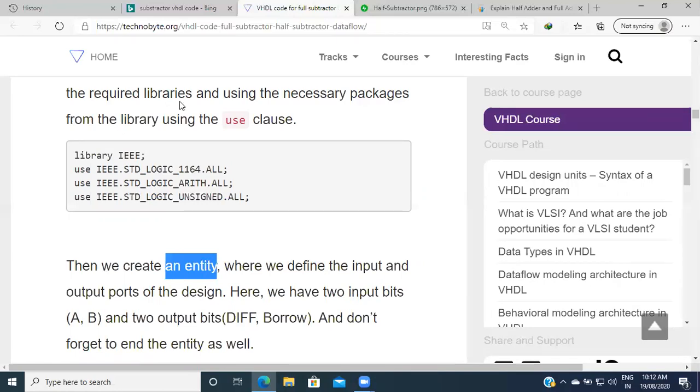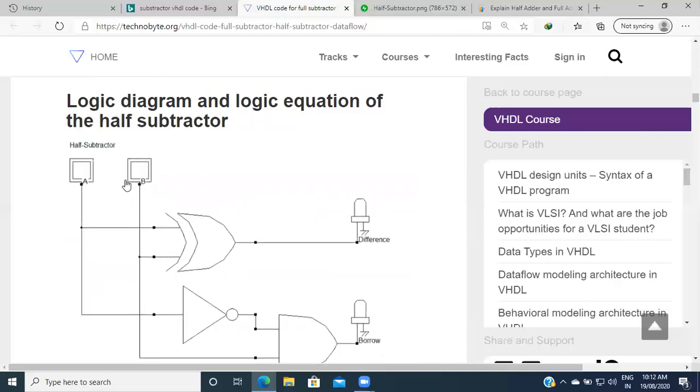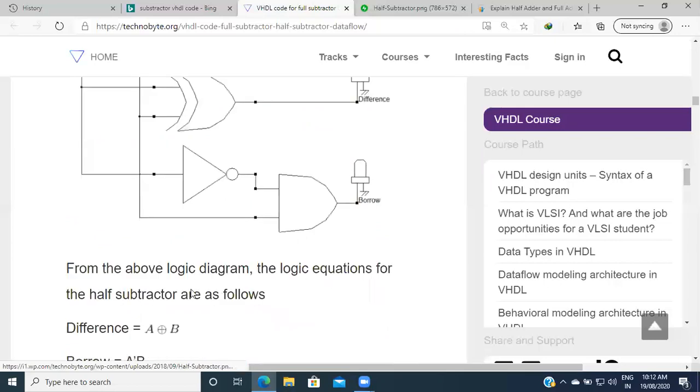Firstly, the statements regarding the library. Then the second one is the statements regarding the entity. In that entity we define the input and output ports of the design. Here we have two input bits, A and B, as in the diagram, and at the output side difference and borrow.